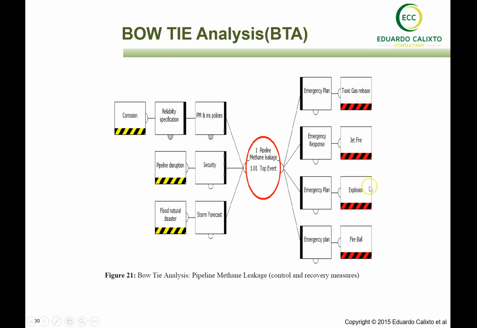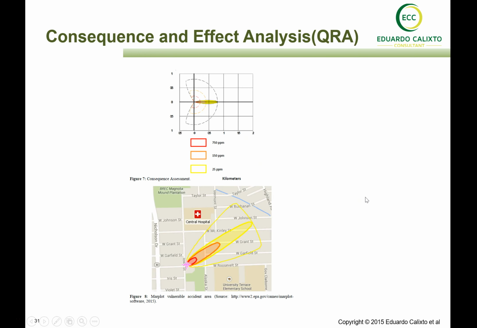Some bow ties are quantitative. In the end, you can input the frequency of such an accident scenario here by calculating the probability of the recovery measure and the control measure to mitigate such effects. And of course, that depends on the software that we have.